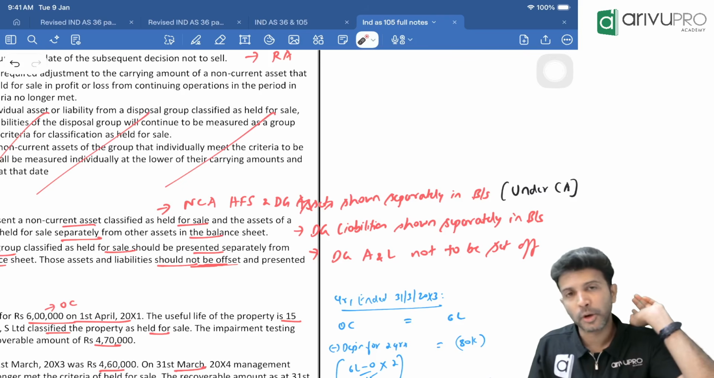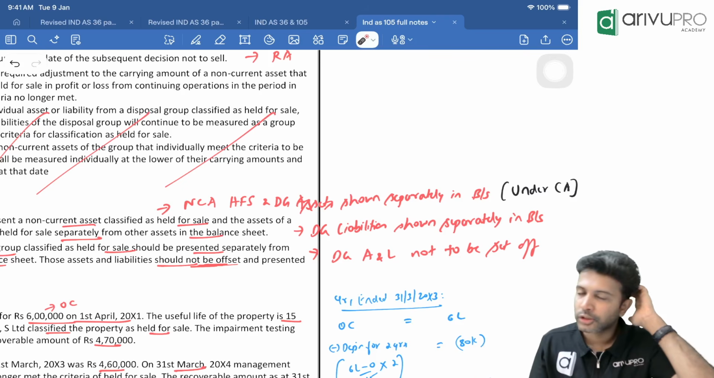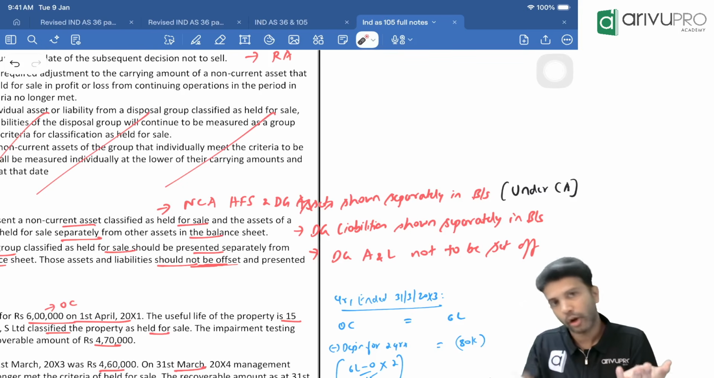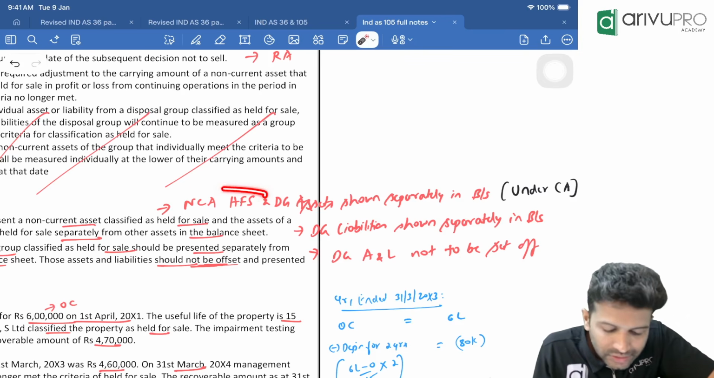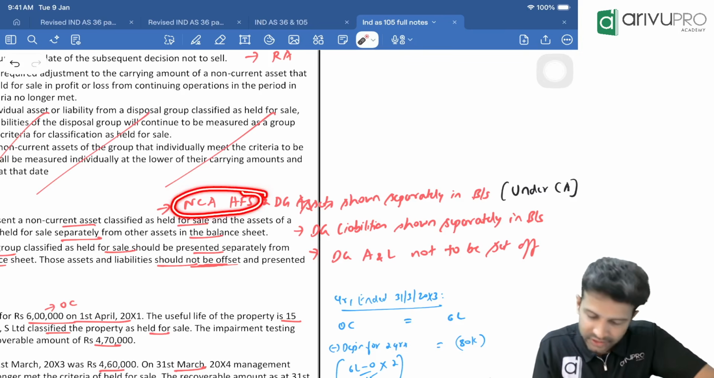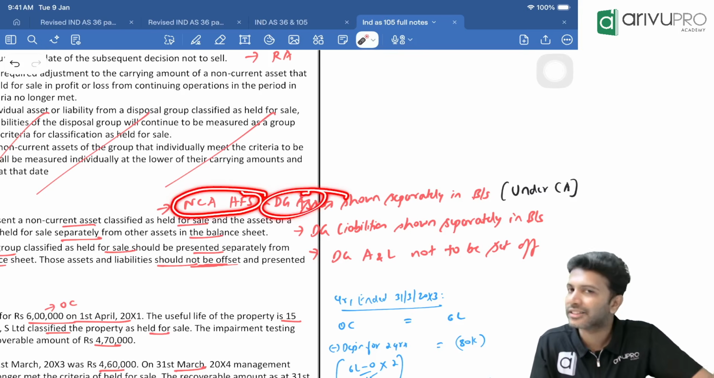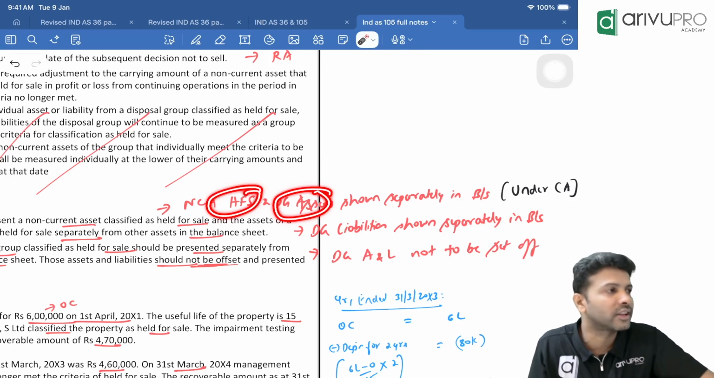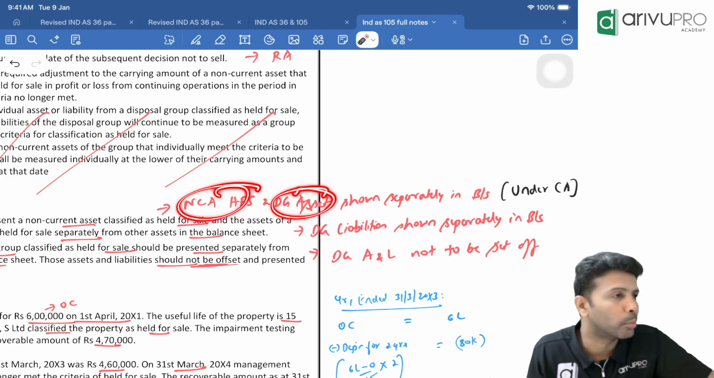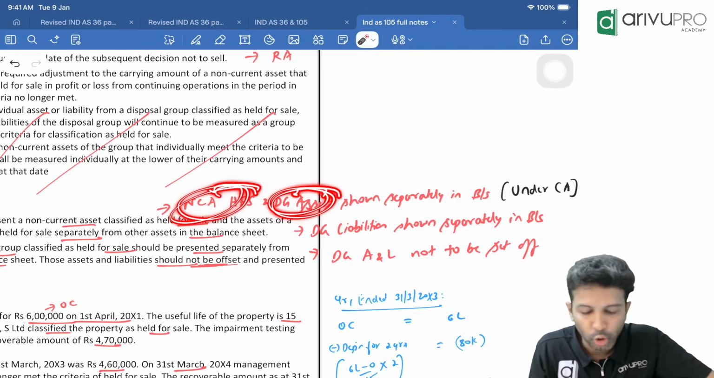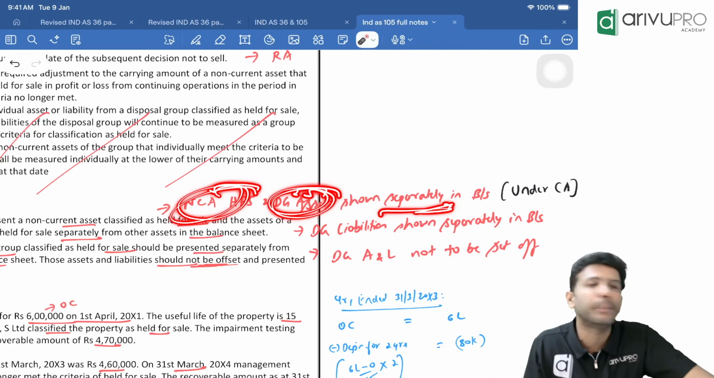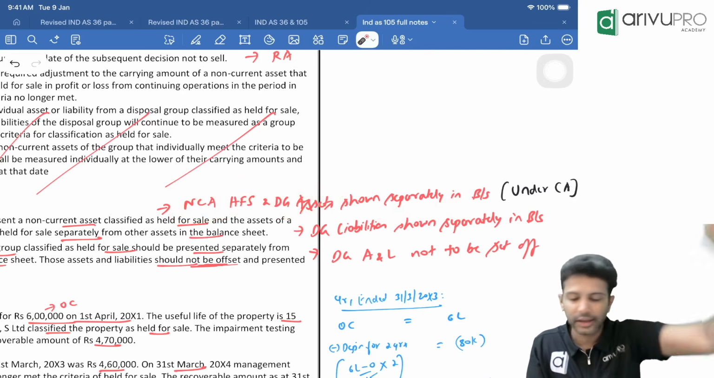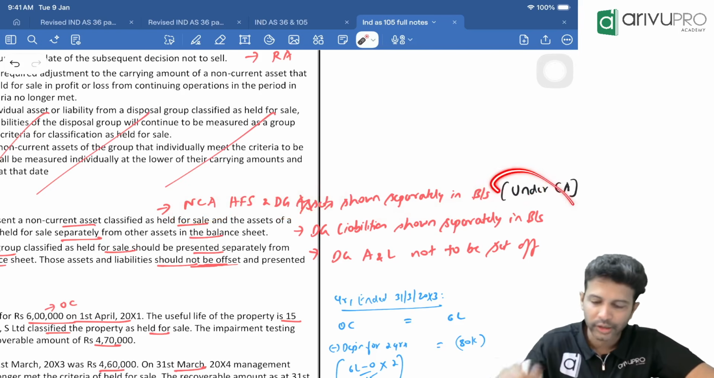Now what if it is a disposal group? Sir, if you have a disposal group, will it have only one asset or many assets? Many assets. Also liability. So once a non-current asset gets classified as held for sale, or a disposal group gets classified as held for sale, then the disposal group's assets and this non-current asset held for sale, this is individual, this is group, okay? Whether it is an individual asset or a group of assets doesn't matter. It should be shown separately in the balance sheet. You cannot show it under the normal category. It should be shown separately in the balance sheet. That is one. Usually we show it under current assets.